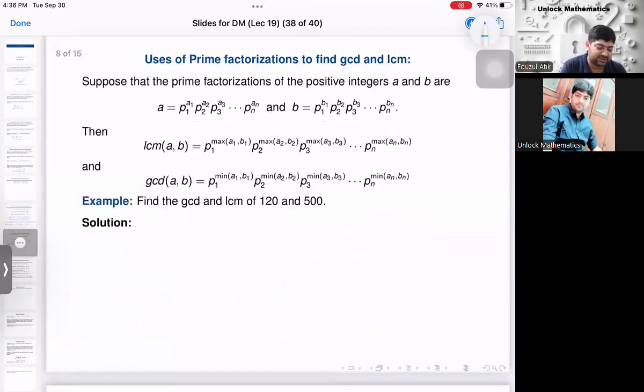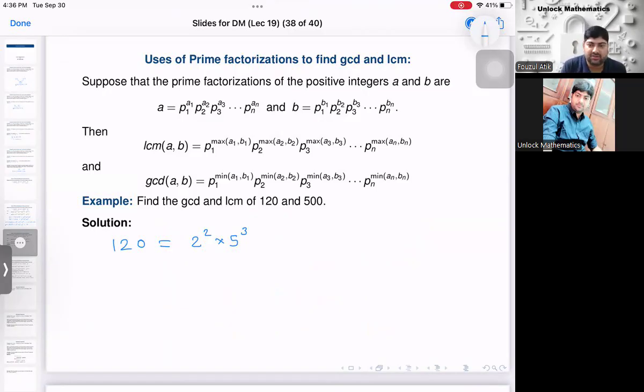Now I'm giving you some examples. You please try to do them. Make the video pause and find the solution. So what is the solution? First, your job is to find the GCD and LCM of 120 and 500. How to find that? What is the prime factorization of 120? It is 2 power 2 into 5 power 3. You can check this is the prime factorization. We have done how to do prime factorization in the previous lecture.